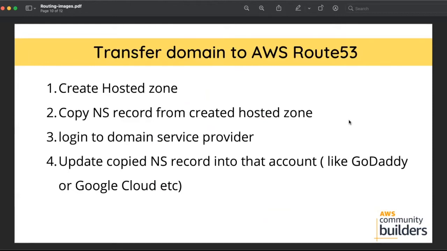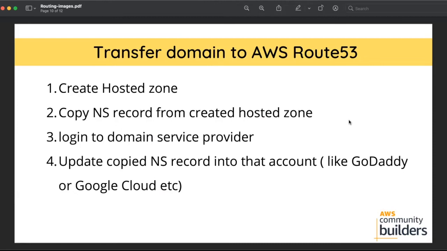Now, how do we transfer a domain to AWS Route 53? There are various steps. First, create a hosted zone in your Route 53. Then copy the NS records from the created hosted zone. Then you log into your domain service provider and update those copied NS records there. That is the simplest way to do it.